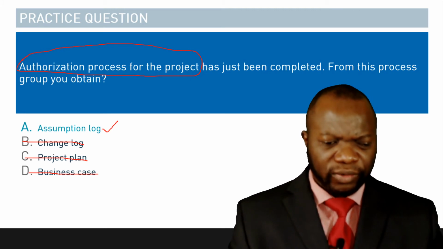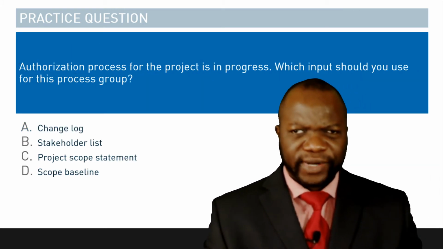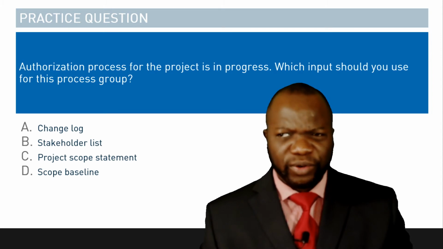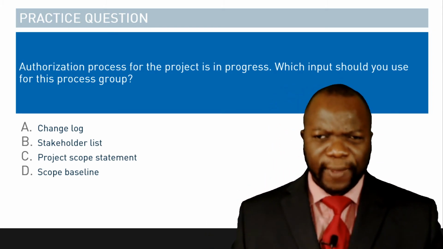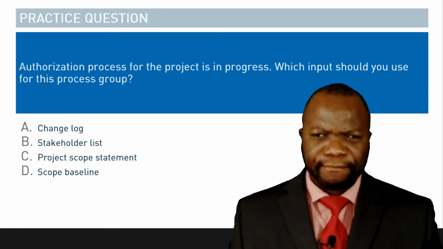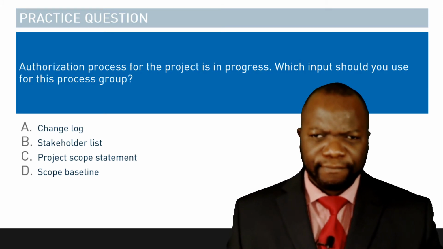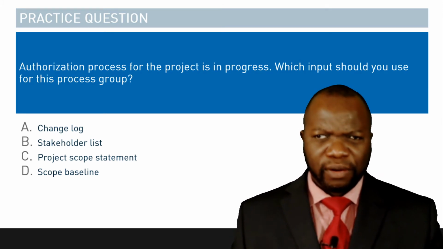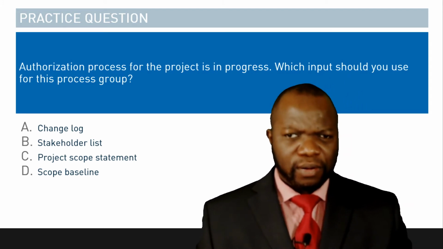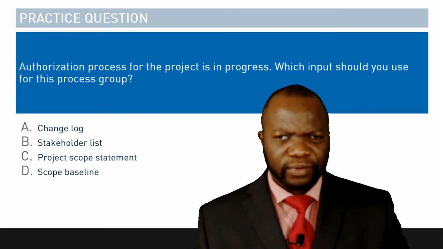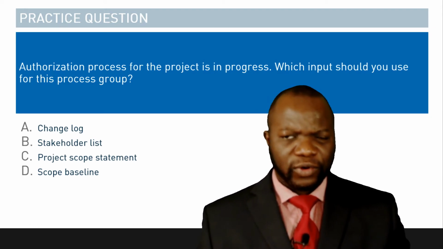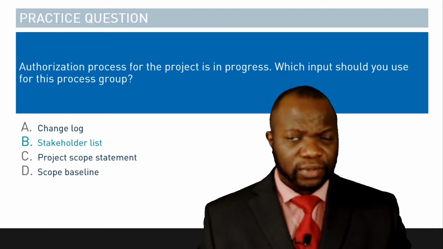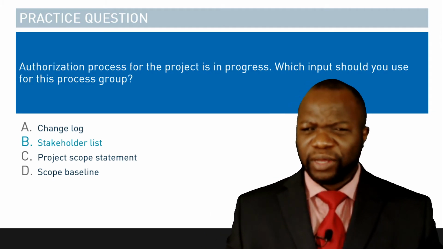Here's another one for you. Authorization process for the project is in progress. Which input should you use for this process group? Five, four, three, two, and one. Time's up.